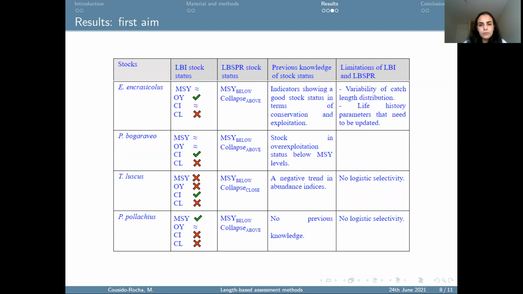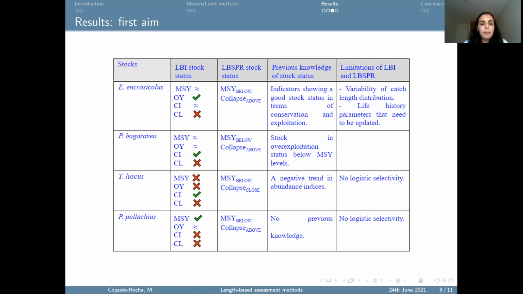For anchovy, previous knowledge shows a good stock status in terms of conservation and exploitation, whereas the results of LBI and LBSPR methods lead to concluding that the MSY level is not attained. For blackspot seabream, we can see that the results from LBI and LBSPR methods are more or less consistent with previous knowledge, although they are a little more optimistic than previous knowledge.